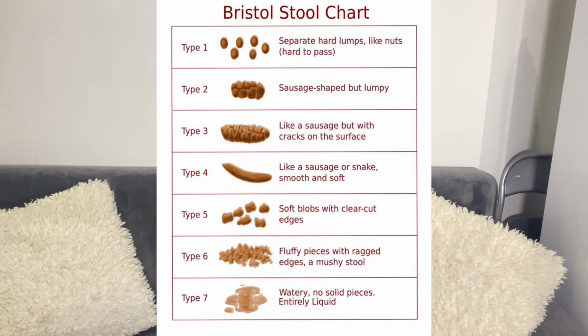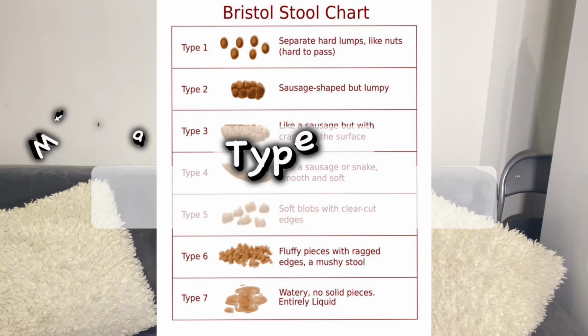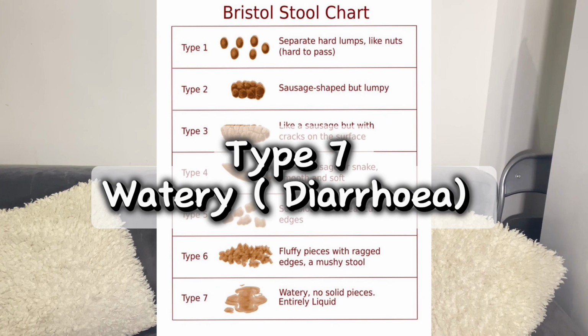Then we have type 4. Type 4 is more like a sausage, or maybe others tell me that it's more like a snake. Do you get it? That one is a bit moist and it's soft. Then type 5 is soft blobs with clear-cut edges. This one is easily passed. Then type 6, fluffy pieces with ragged edges, mushy stool. Then type 7 is watery. It contains no solids. So type 7 is more of watery stool, diarrhea.